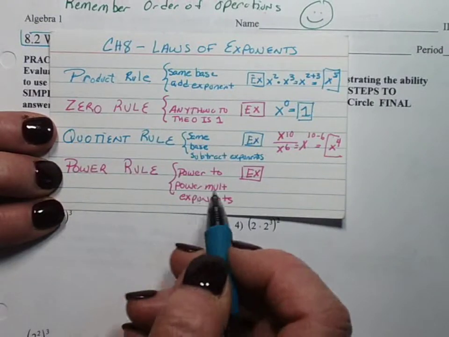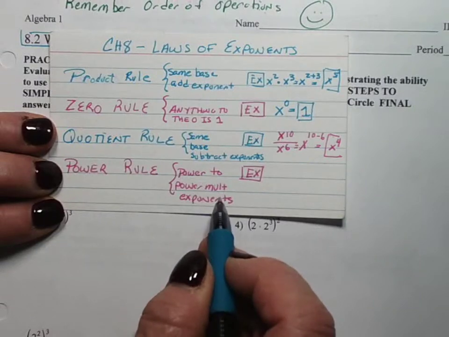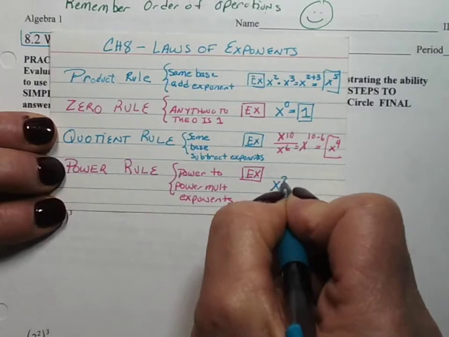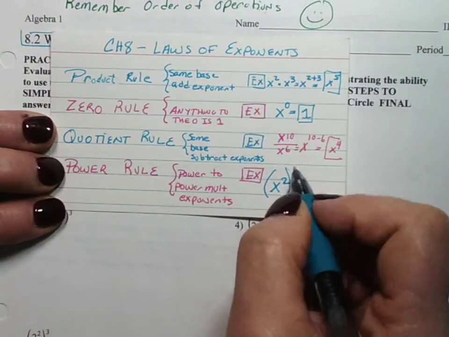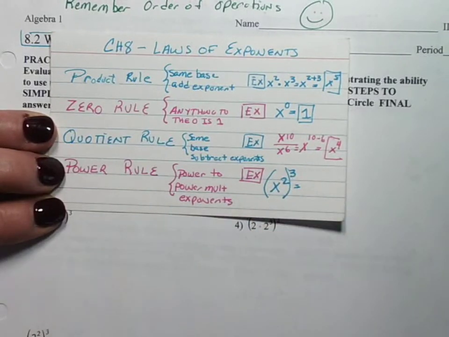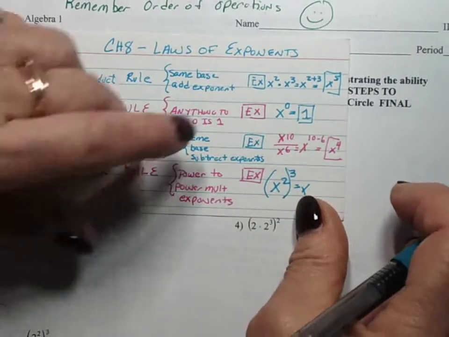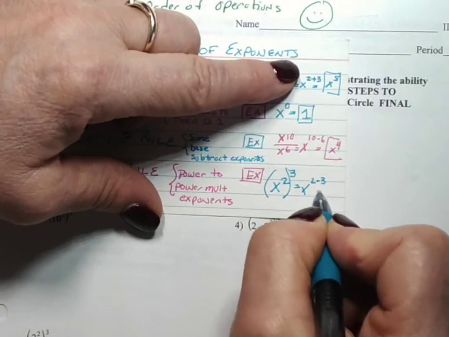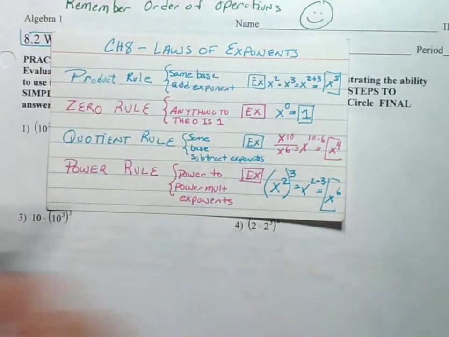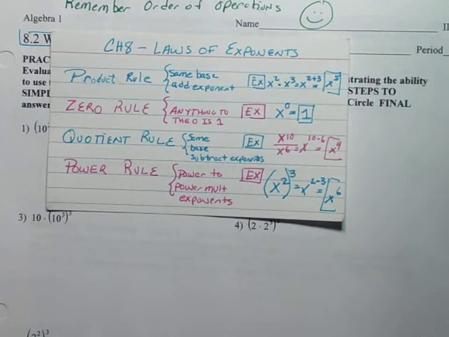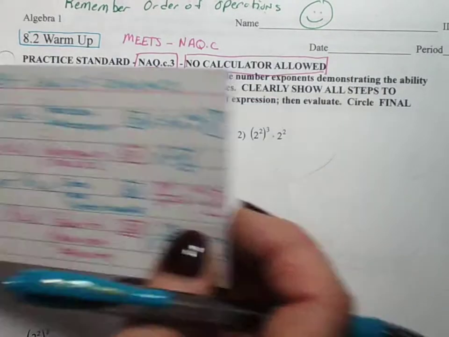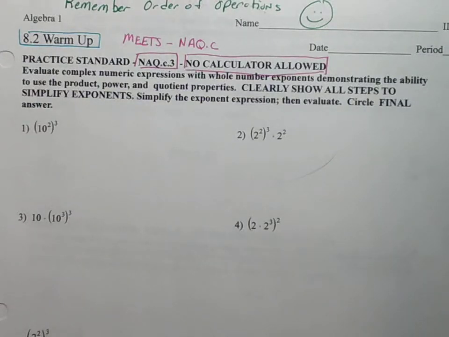And the power rule, if you have a power to a power, you multiply exponents. So visually, it's very different. If I have x squared, I have a power inside, and on the outside of the parentheses, I have a power. I multiply the exponents. x to the 2 times 3 is x to the 6th. So those are the basics that you need to know for the NAQ.c meets standards and for your Chapter 8 test on exponents. I think that will help you.